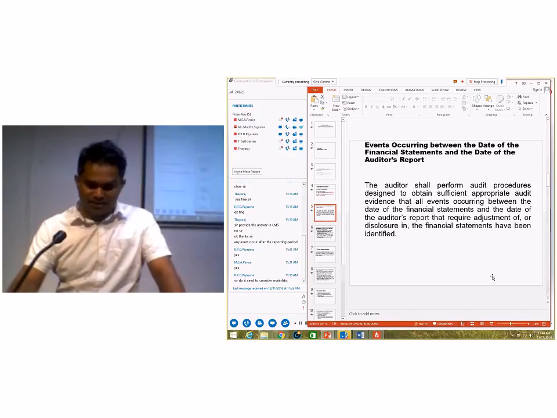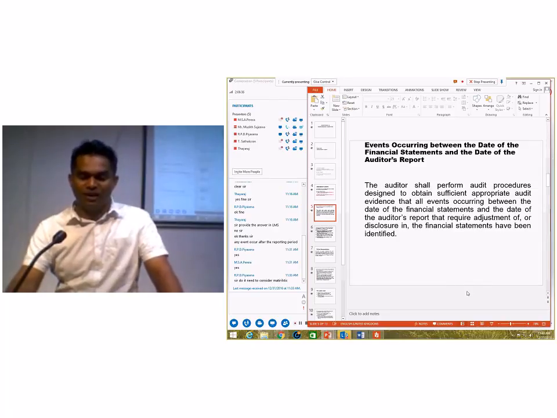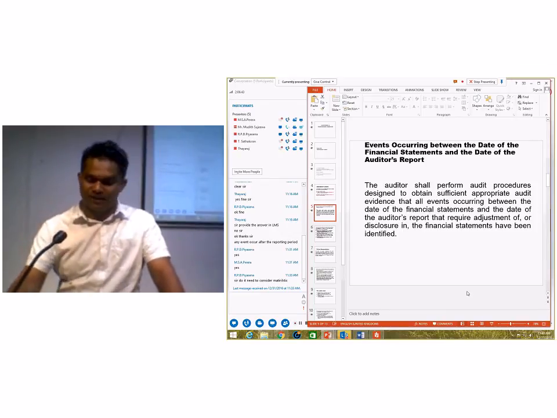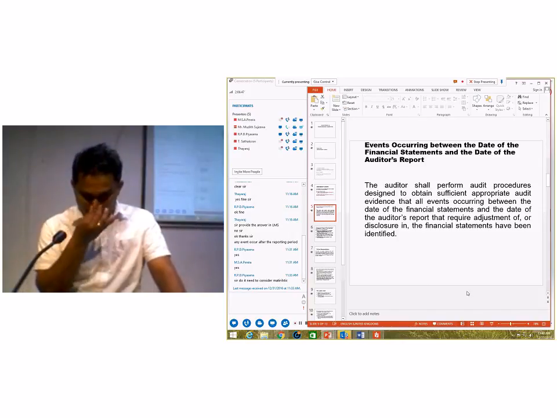This is what we discussed. The auditor shall perform audit procedures designed to obtain sufficient appropriate audit evidence that all events occurring between the date of the financial statements and the date of the auditor's report that require adjustment or disclosure in the financial statements have been identified. Very important. This is exactly what we have discussed. Whether you want to have adjustment or disclosure, right?